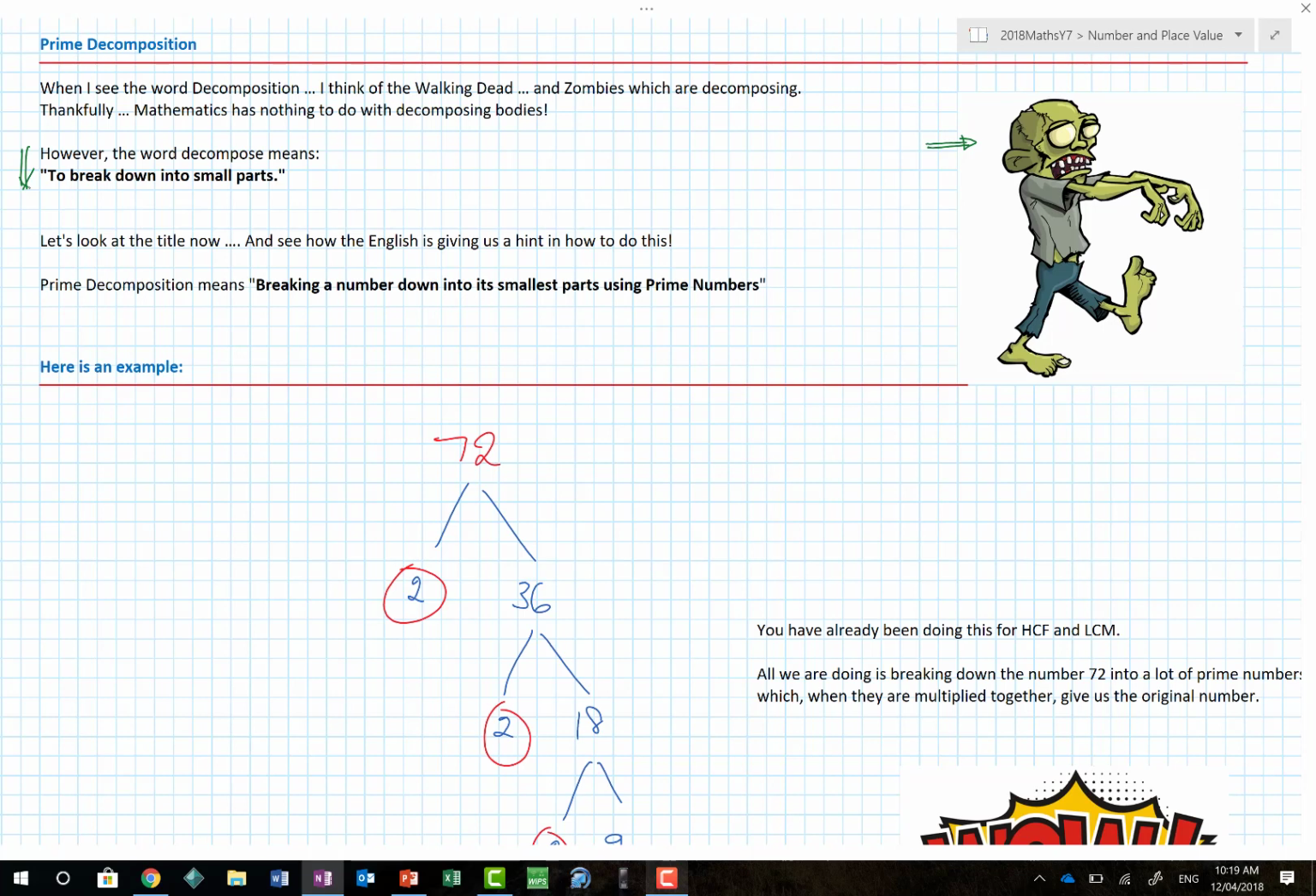But now let's look at what the English tells us. Remember, with maths, English is really helpful. It tends to give us a hint. If we understand what the English means, then maths should be a lot easier. So prime decomposition means breaking a number down into its smallest parts by using prime numbers.